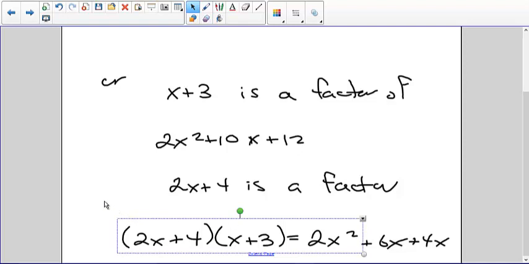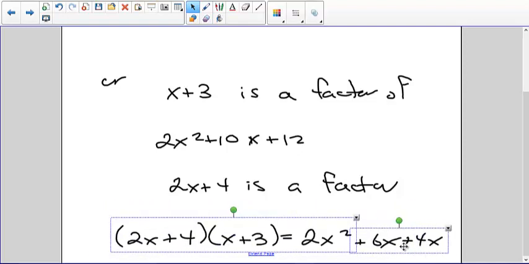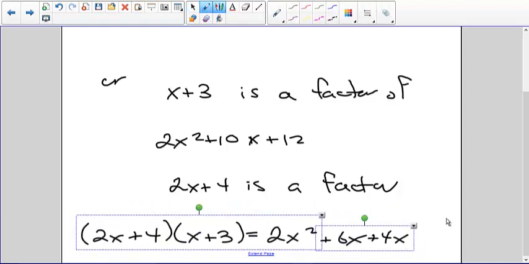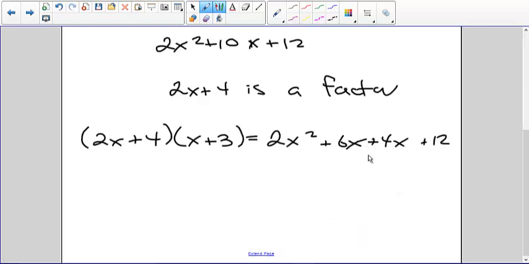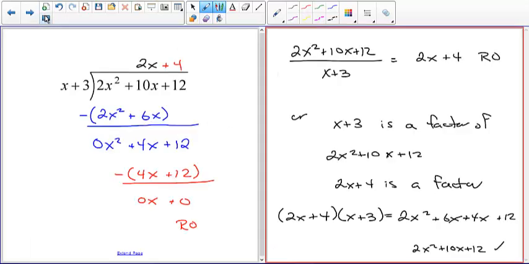Just trying to have room at the end for plus 12. And then combine like terms, so you get 2x squared plus 10x plus 12, which is the original polynomial. Okay, so that was easy because it was just a second order polynomial and gave us a 0 remainder.